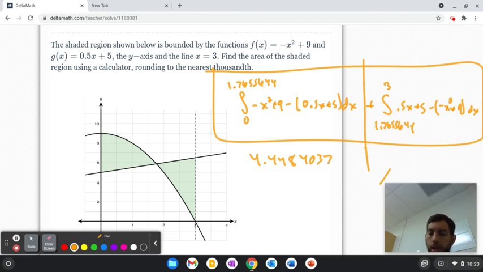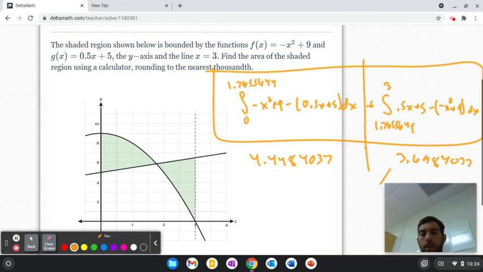Now rinse and repeat for the other one. 0.5x plus 5 minus the whole thing there, negative x squared plus 9, close parenthesis, graph it. Now I should have something like this. And this one we're going from the integral from 1.7655644 up to 3. It's my upper limit. And the area should look like that. And there we get 3.6984037. So I'm going to add those together.